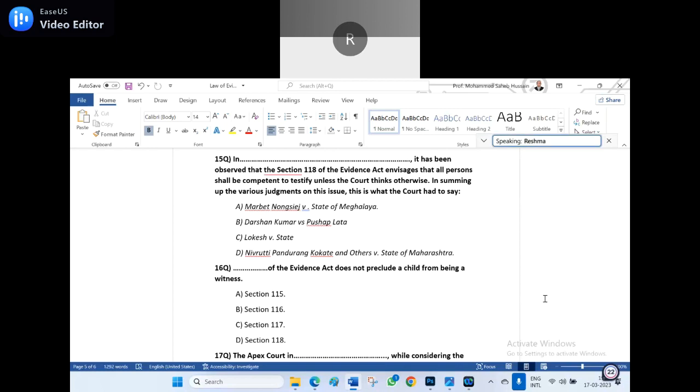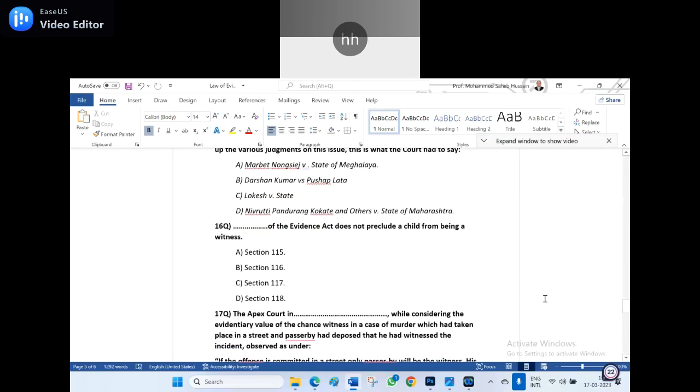Section 118 of the Evidence Act does not preclude a child from being a witness. Of course, there is a voir dire test, where it is examined whether the child has the mental maturity to give evidence as conclusive evidence or not. This voir dire test is followed by the judges to authenticate child witnesses.